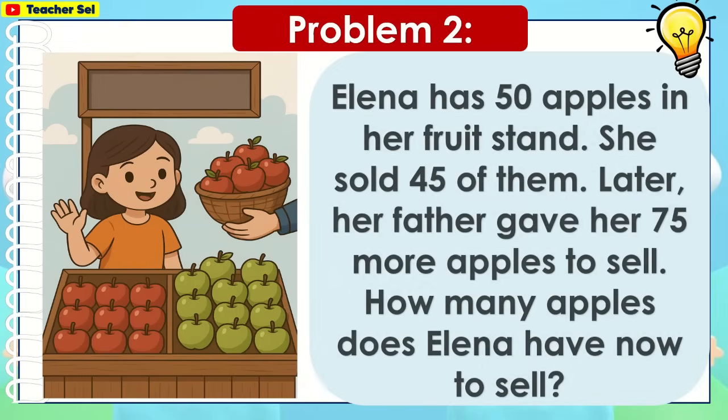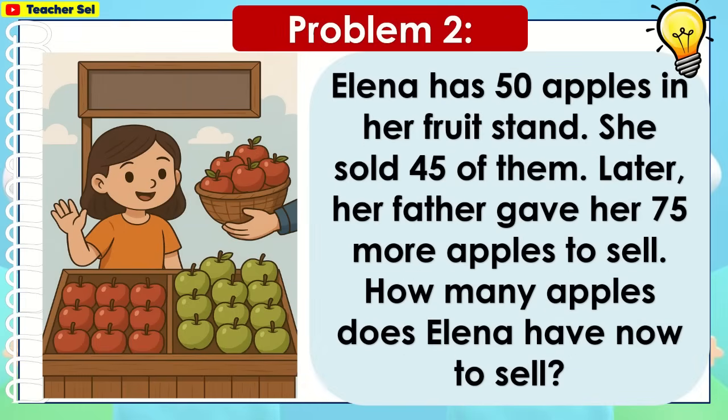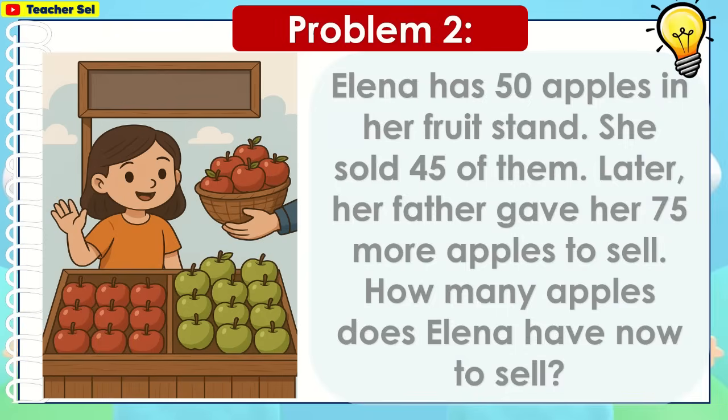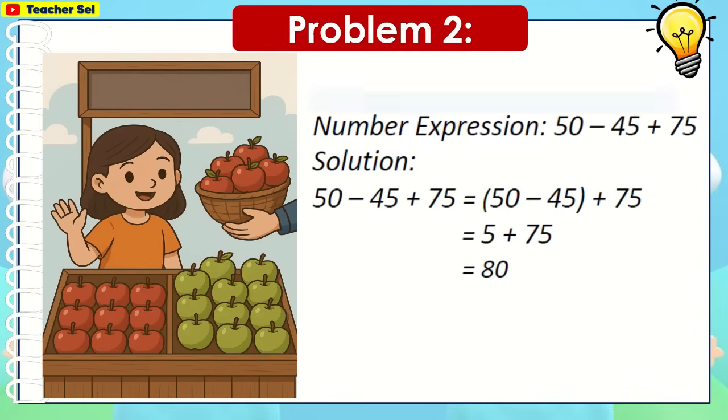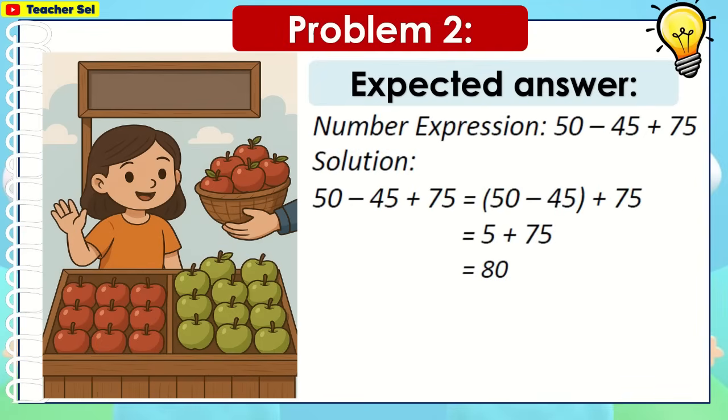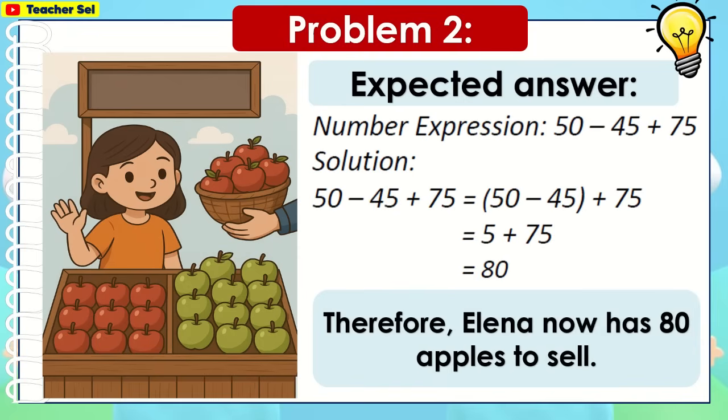For problem 2, Elena has 50 apples in her fruit stand. She sold 45 of them. Later, her father gave her 75 more apples to sell. How many apples does Elena have now to sell? The expected answer is 80. Therefore, Elena now has 80 apples to sell.